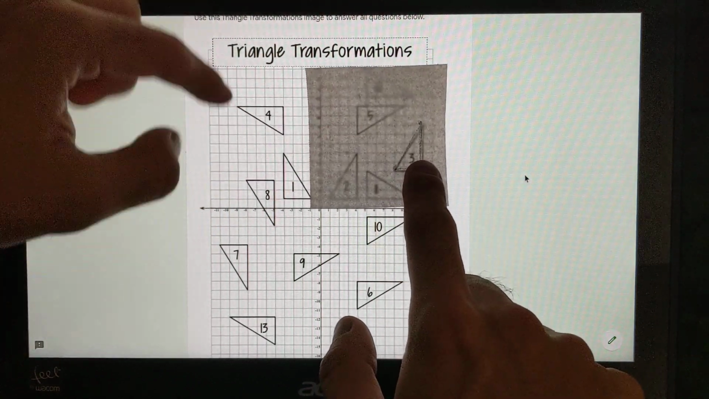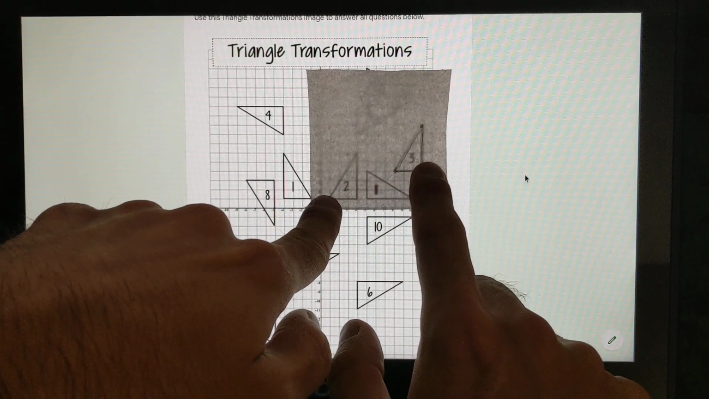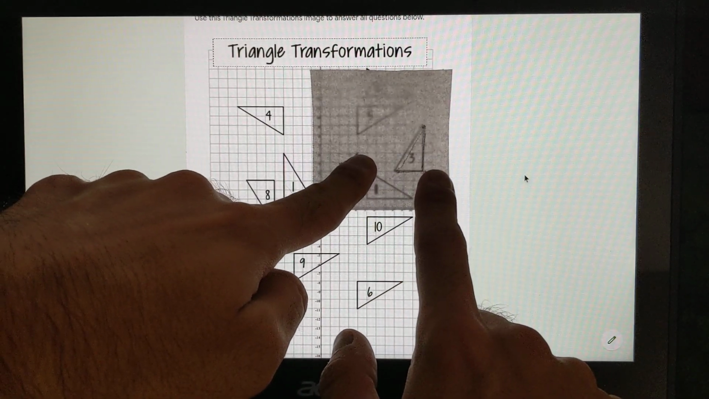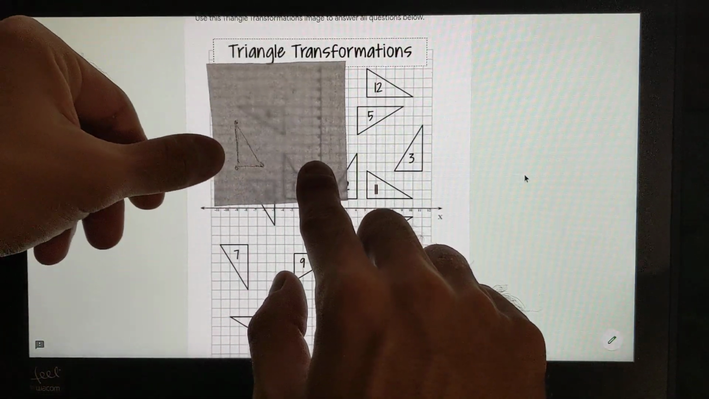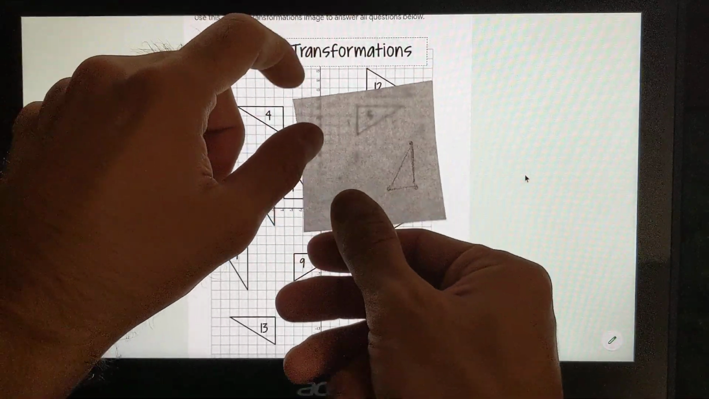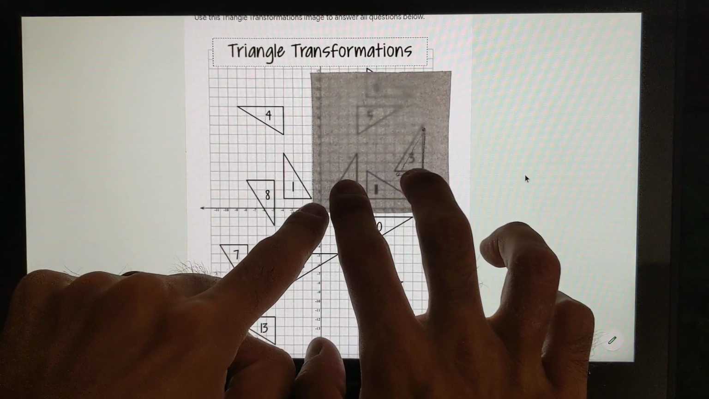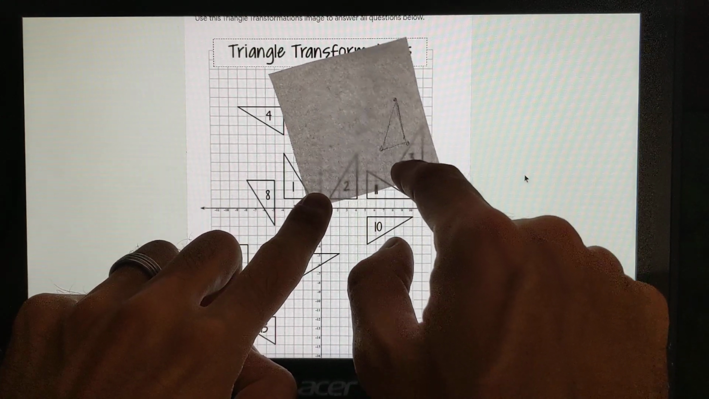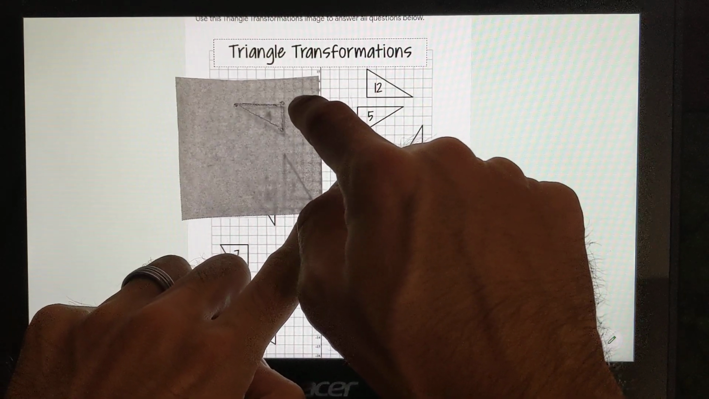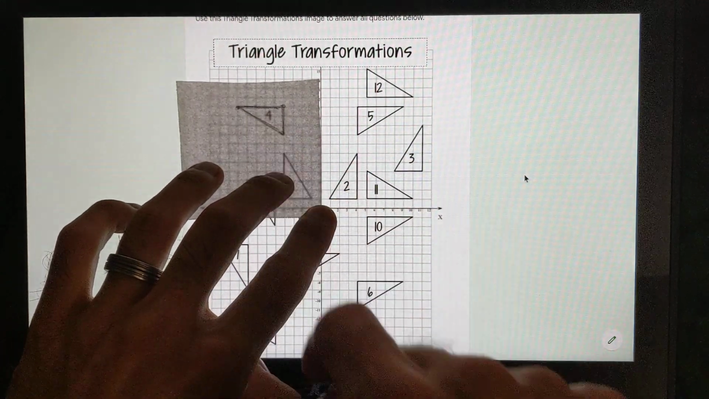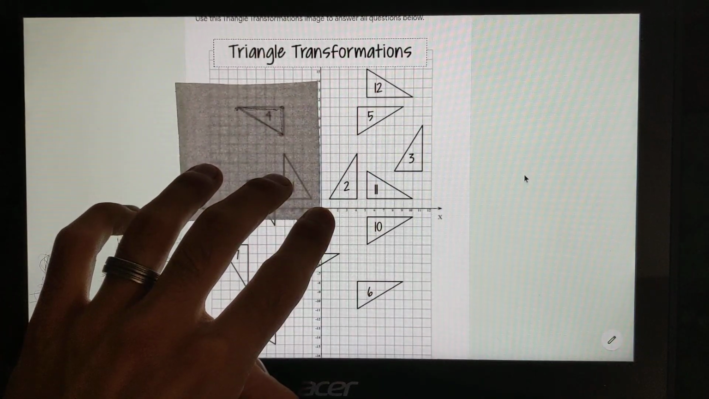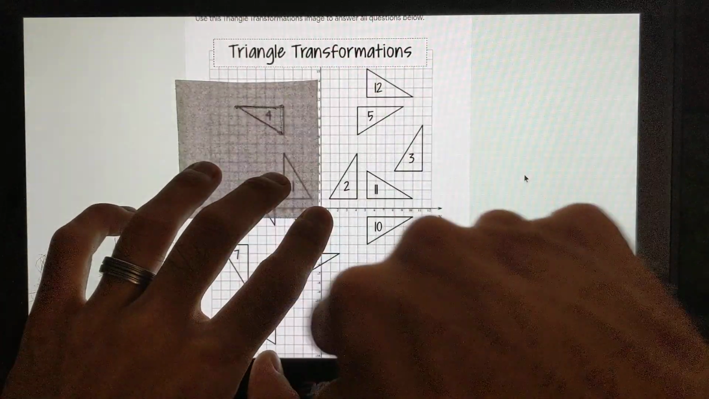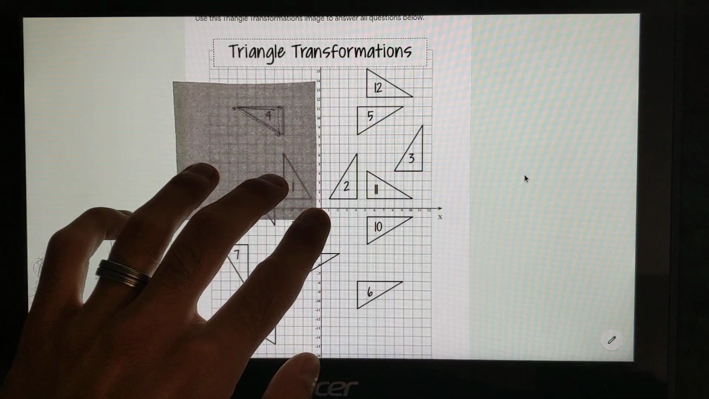Now let's try 3 to 4. Let me try translating, which is sliding. Doesn't match up. Let me try reflecting. Nope, not quite. Now let me try rotation. I'm going to put my finger on the origin here, and let me try 1 turn, which is 90 degrees, and I'm going counterclockwise, and boom, there you go. I can see it lines up perfectly. So going from 3 to 4 is a rotation of 90 degrees because it's 1 turn, and this going to the left is counterclockwise.